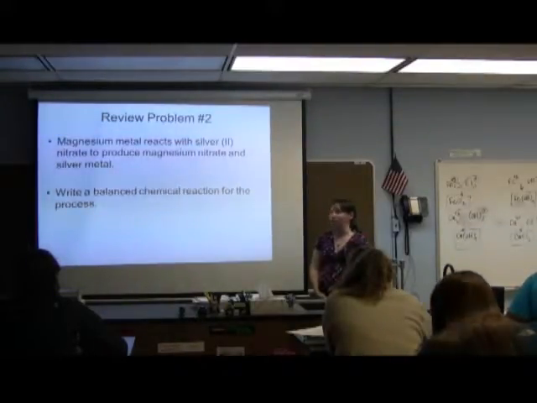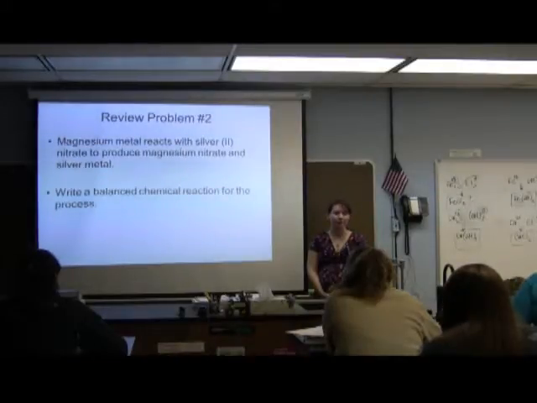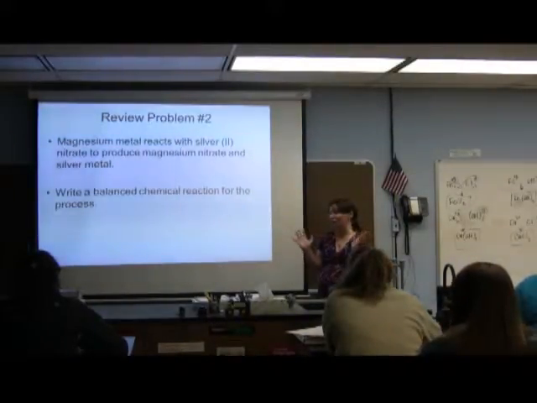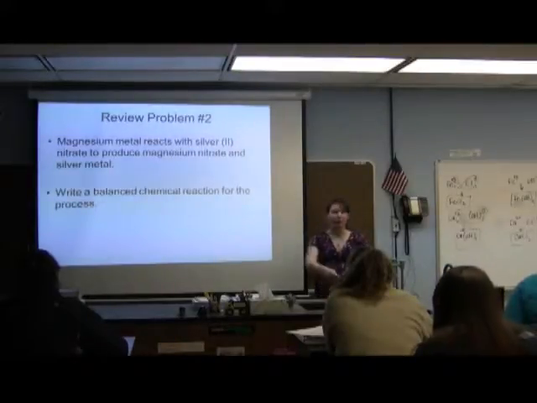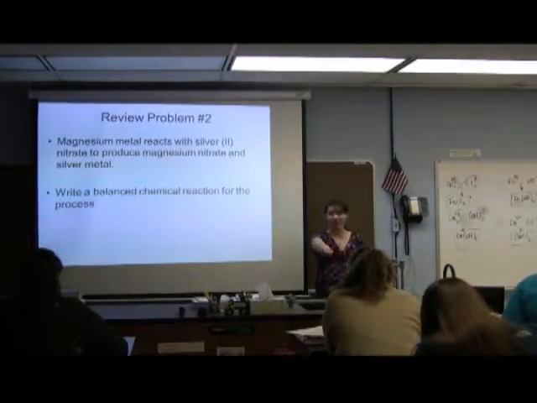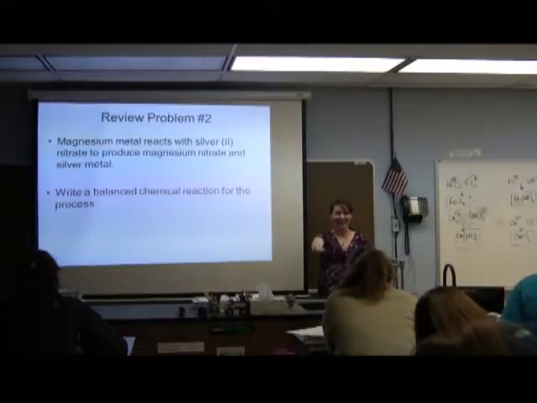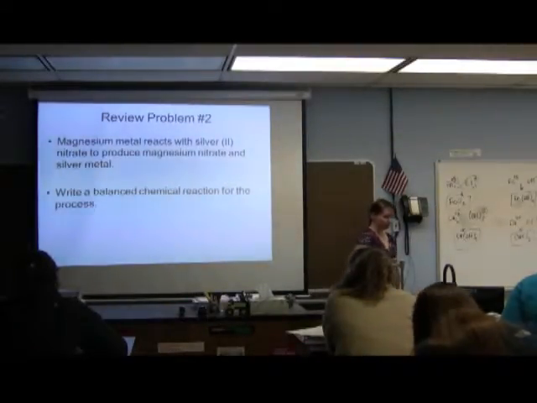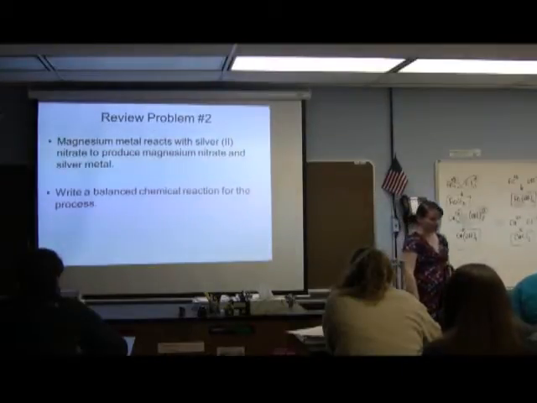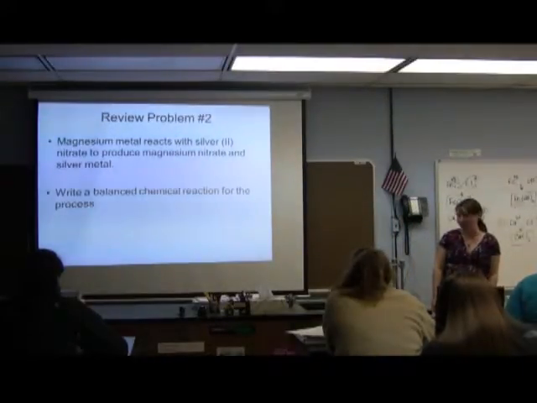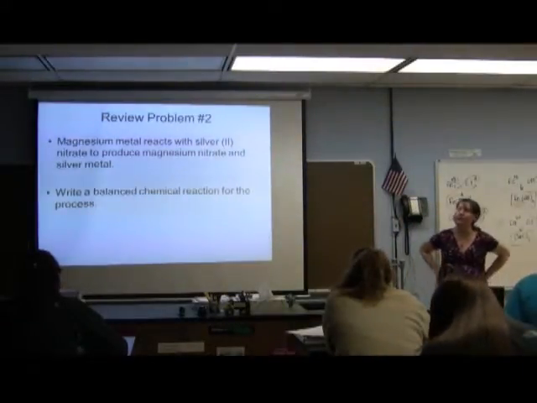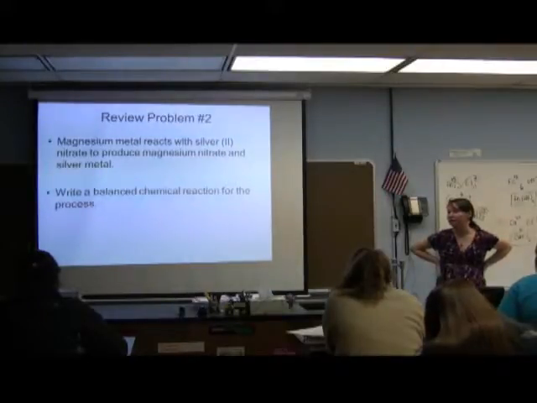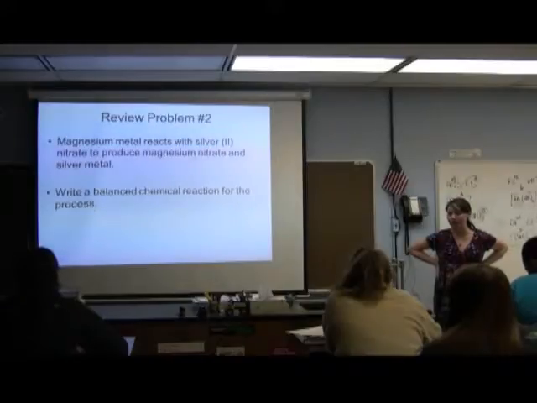What's the formula for silver metal? Ag, plain old Ag. If I hand you a bar of silver, it's worth a lot of money, it's just plain old Ag. Why wouldn't you put the charge on? Because in its elemental form, it's not an ion. It's only got a charge if it's an ion. It's not an ion if it's metal.